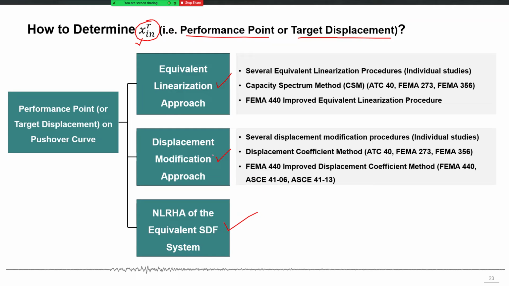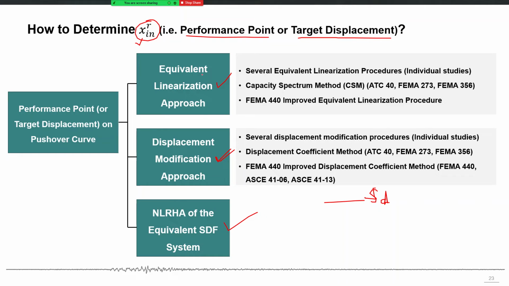So this is the idea behind displacement modification approach, that you start with the spectral displacement, SD maybe, and then you multiply that SD with certain coefficients, and that becomes your inelastic displacement, and that is your target displacement.